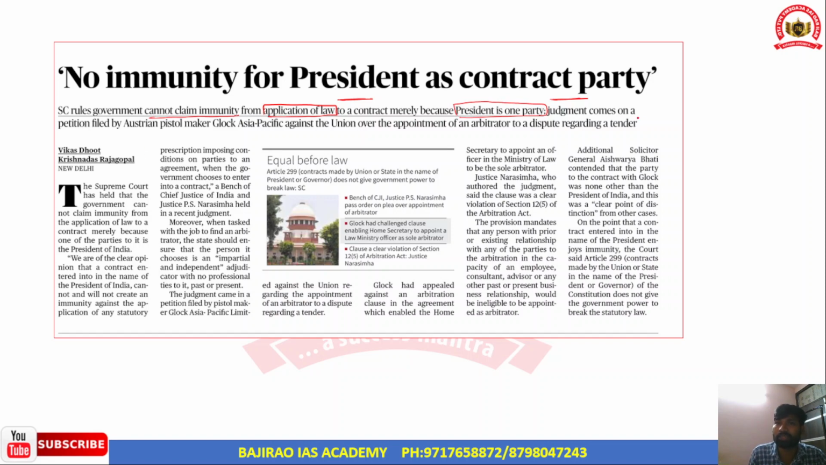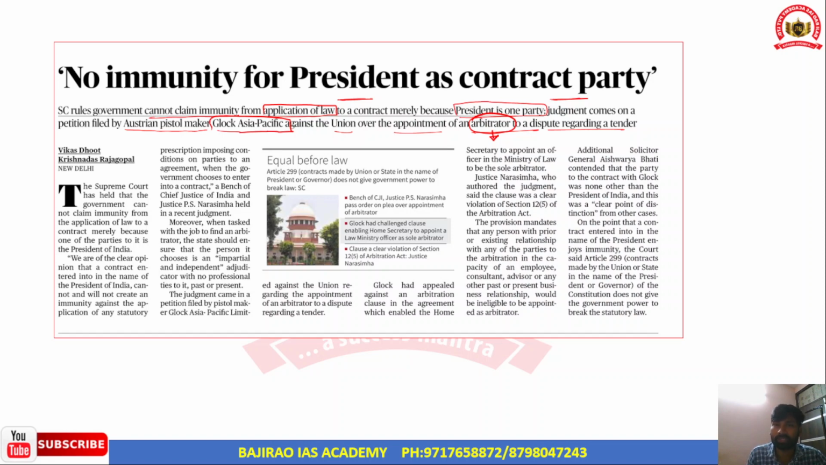This judgment comes on a petition filed by Austrian pistol maker Glock Asia Pacific in the Supreme Court. Why did Glock Asia Pacific file the petition? It is against the Union government over the appointment of an arbitrator to a dispute regarding a tender. In this case, the arbitrator appointed by the Union government is an officer from the Union Ministry of Law.